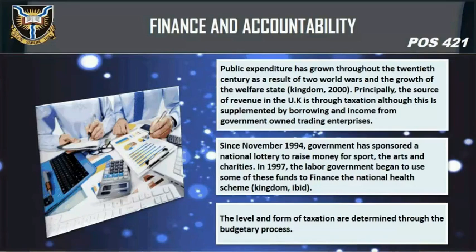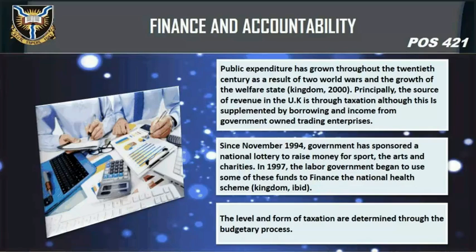Finance and accountability. Public expenditure has grown throughout the 20th century as a result of two world wars and the growth of welfare states, according to Kingdom 2000. Principally, the source of revenue in the UK is through taxation, although this is supplemented by borrowing and income from government-owned trading enterprises. Since November 1994, government has sponsored a national lottery to raise money for sports, the arts, and charities. In 1997, the Labour government began to use some of these funds to finance the National Health Service.